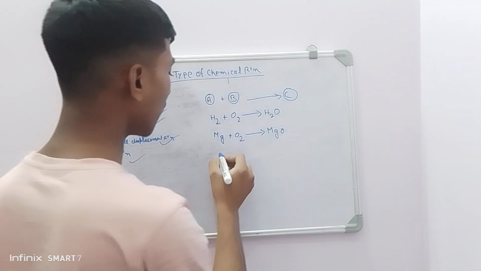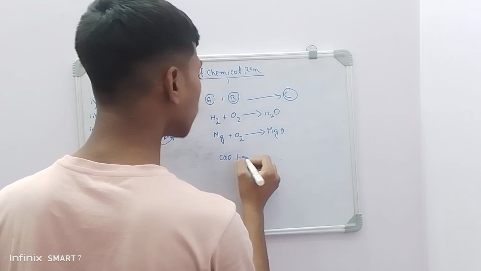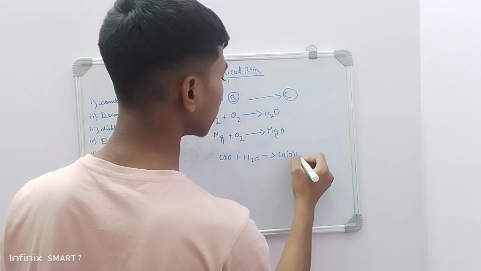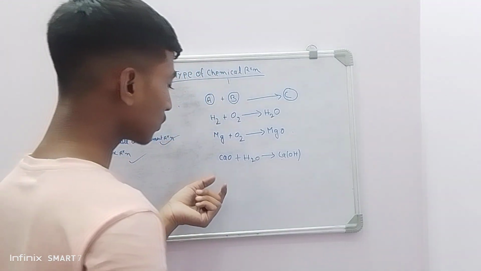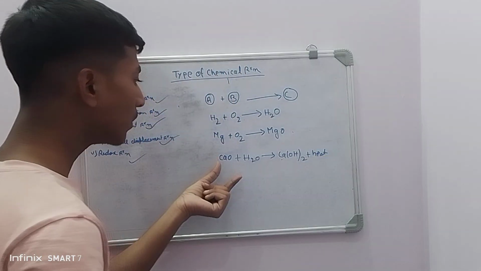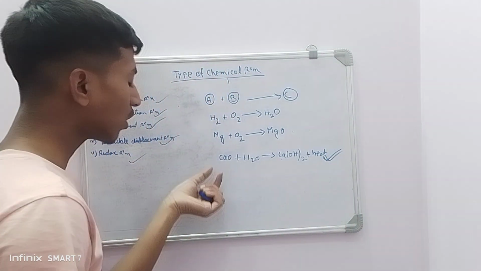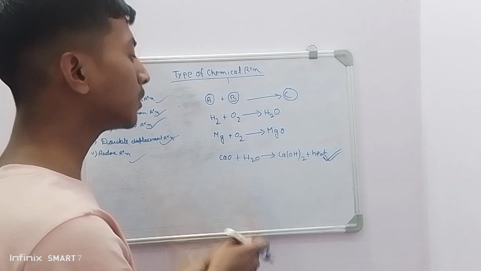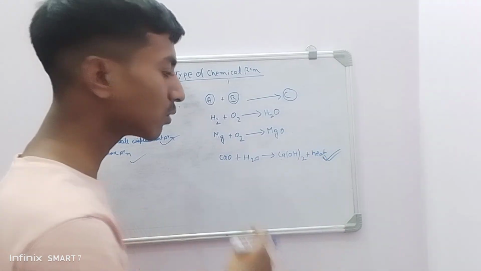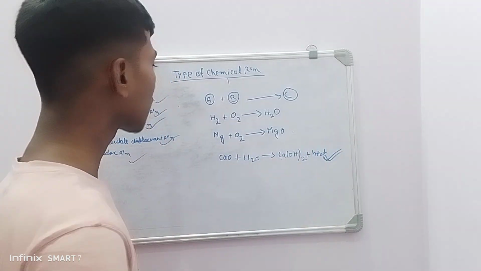And another example: when calcium oxide is dissolved into water, H2O, it forms calcium hydroxide and releases heat. So at the same time it is a combination reaction and an exothermic reaction, because heat is produced when you dissolve calcium oxide into the water and it produces calcium hydroxide. So it is an exothermic reaction on the basis of release of energy, and on the basis of product formation it is a combination reaction.